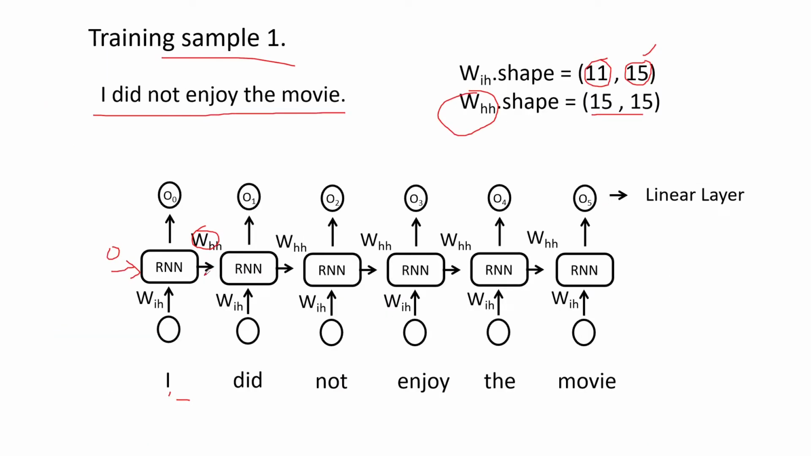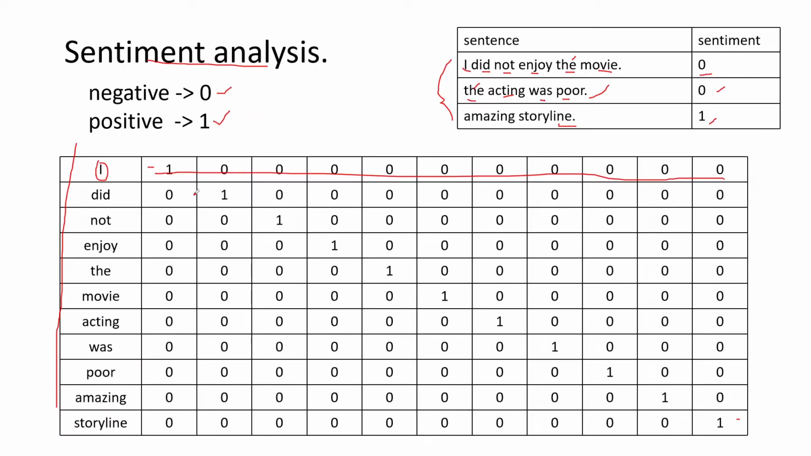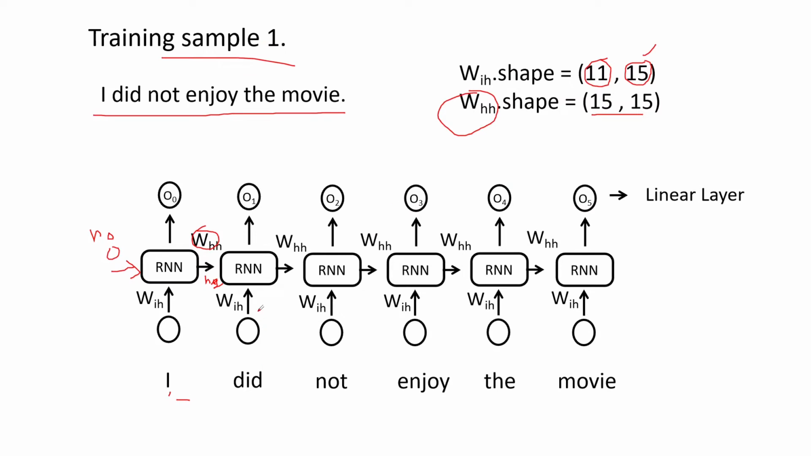That H of T will be passed to the next step. This will be H of 1, and this will be H of 0. So H of 1 will be passed over here, and it will go together with the next input. Did will come, the encoded vector 0 1 followed by all zeros will be given here. It will be multiplied again by WIH, and H1 will be multiplied by WHH, and both of them will be added. Then tan H will be applied, and whatever the output is will be O1 here, and then you will have H2 over here, and so on for all the words.